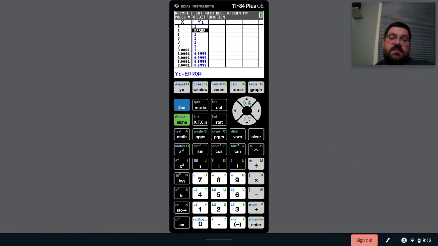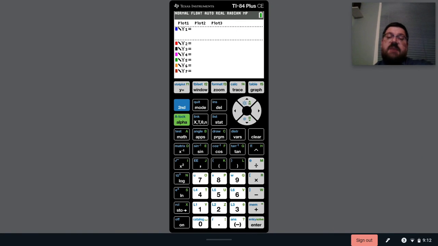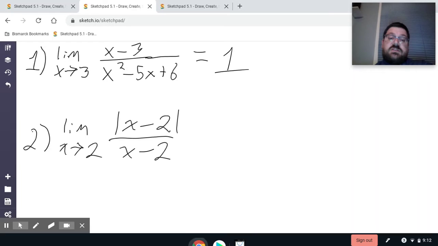I'm going to go to our graphing calculator and we're going to graph the absolute value of x minus 2. Double check our function here. Yep.